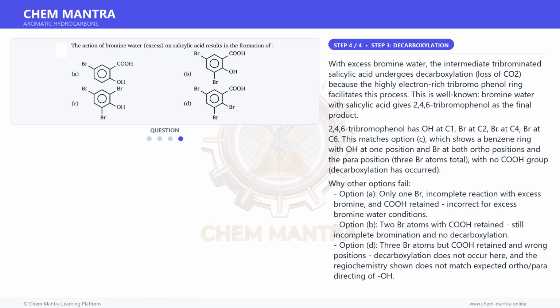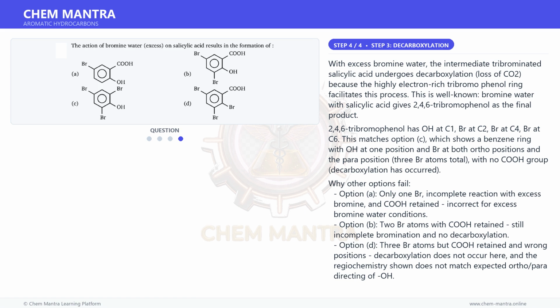Why other options fail? Option A. Only one Br, incomplete reaction with excess bromine, and COOH retained, incorrect for excess bromine water conditions. Option B. 2 Br atoms with COOH retained, still incomplete bromination and no decarboxylation.